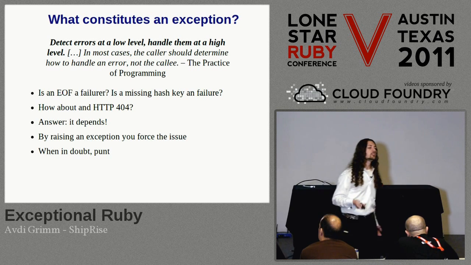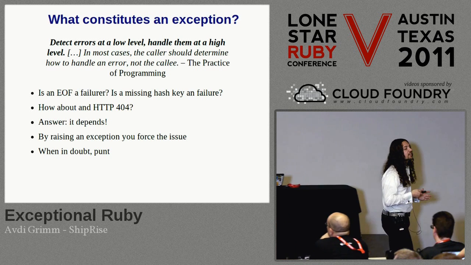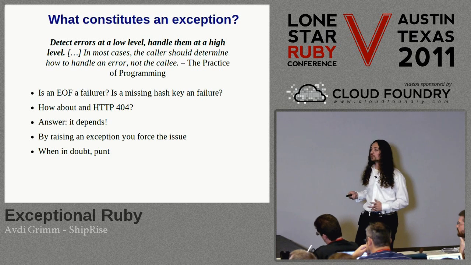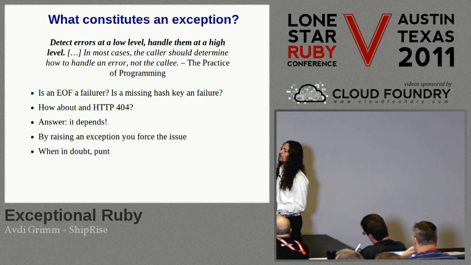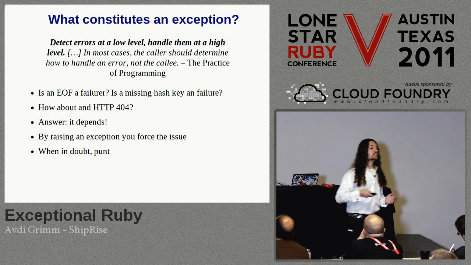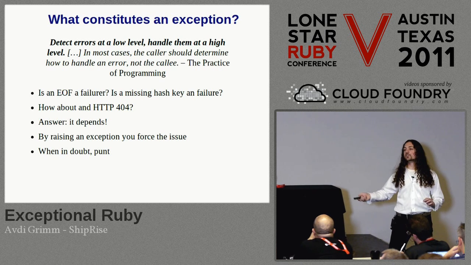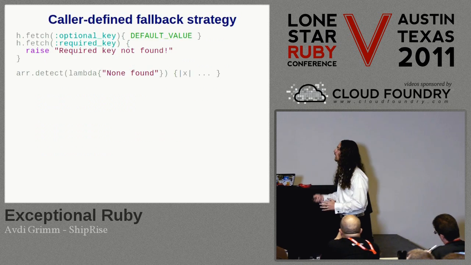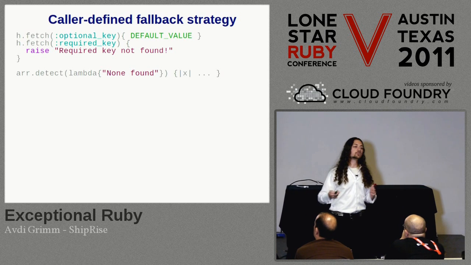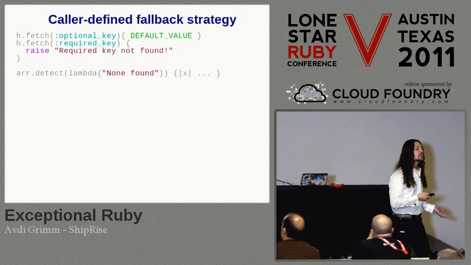But when you raise an exception, you force the issue. You say, I know that this is an exceptional circumstance. This is a failure. What I like to do anytime that there's some sort of ambiguity in a program is see if I can punt the decision somewhere else. See if I can especially punt it higher up, punt it to the caller. And Ruby provides us some great ways of doing this.